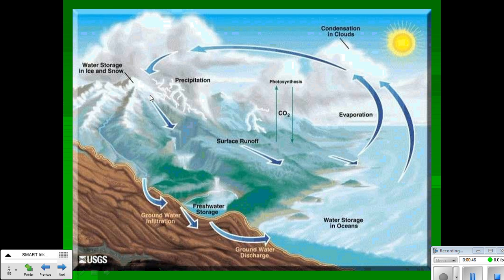The water runs down the side of the mountain, so just runoff. And you can also have ground infiltration, where it goes down into the ground, just like a filter. Filters down. Some more freshwater storage here. That would be a lake. Discharge out into the ocean, like a river going out into an ocean. And then again, here's the storage in the ocean.